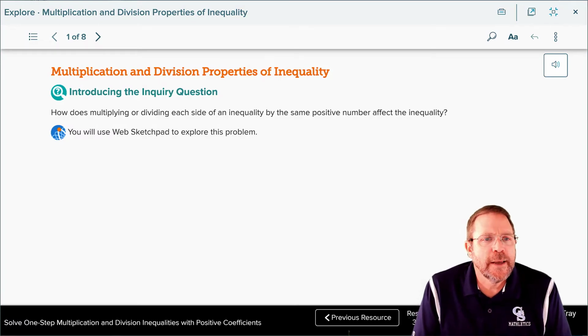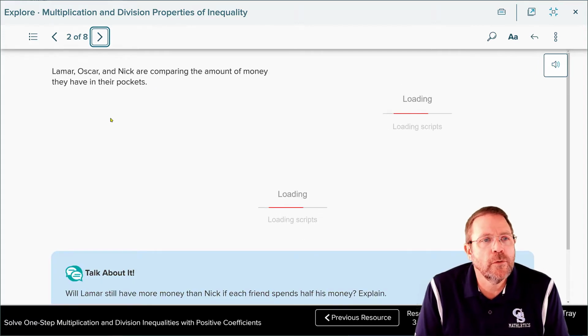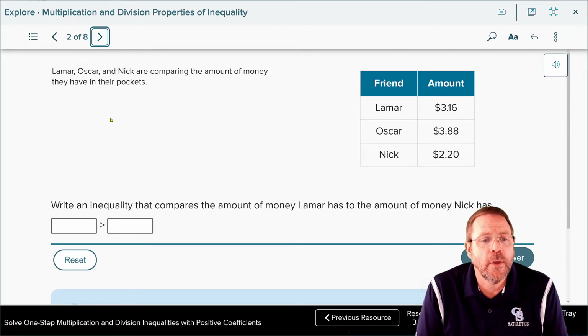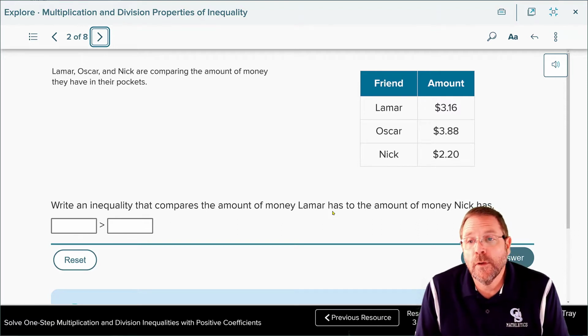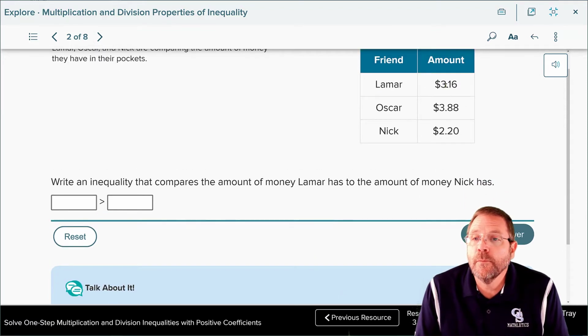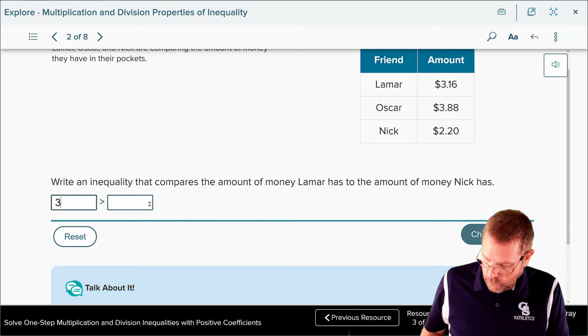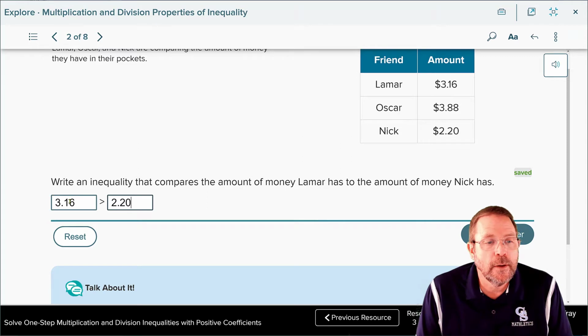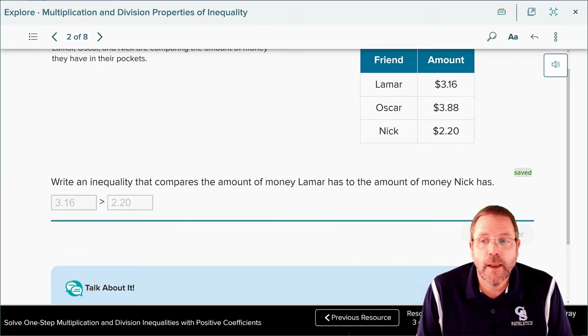Our inquiry question asks, how does multiplying or dividing each side of an inequality by the same positive number affect the inequality? Well, let's take a look. We have an Explorer that says Lamar, Oscar, and Nick are comparing the amount of money they have in their pockets. Write an inequality that compares the amount of money Lamar has to the amount Nick has. Lamar has $3.60, Nick has $2.20, so we say 3.60 for Lamar and 2.20 for Nick, because Lamar has more money than Nick does, and check the answer.